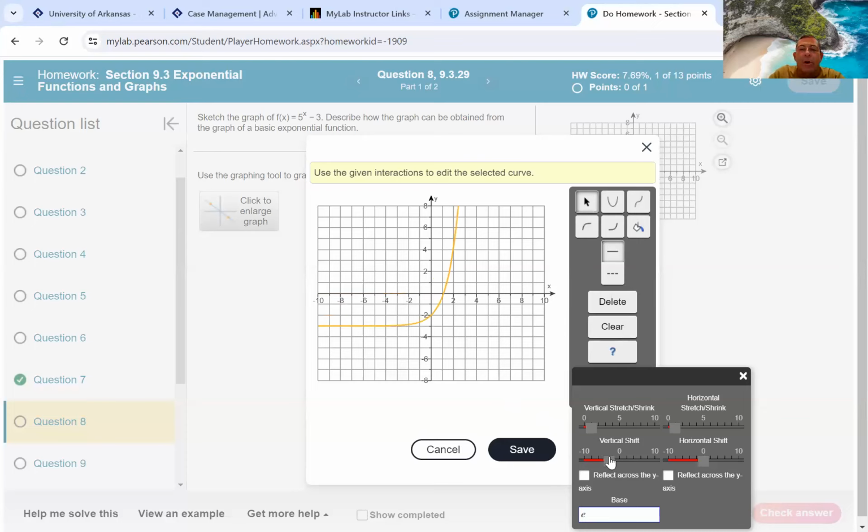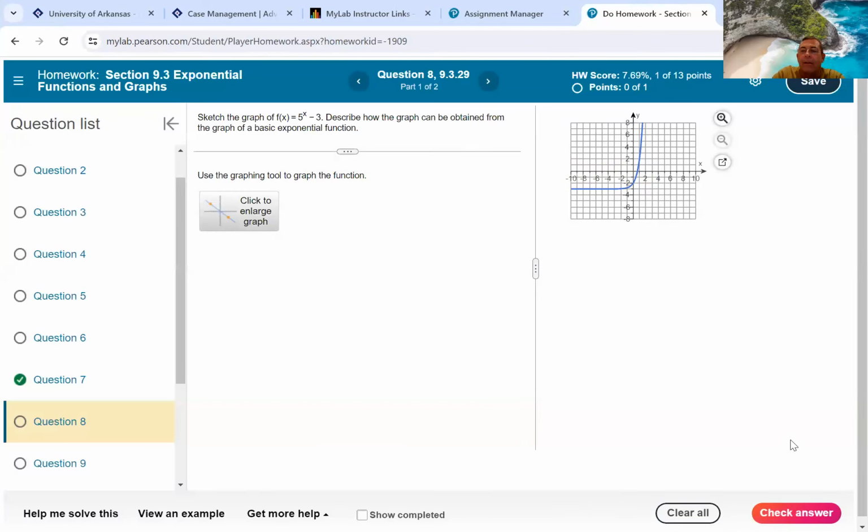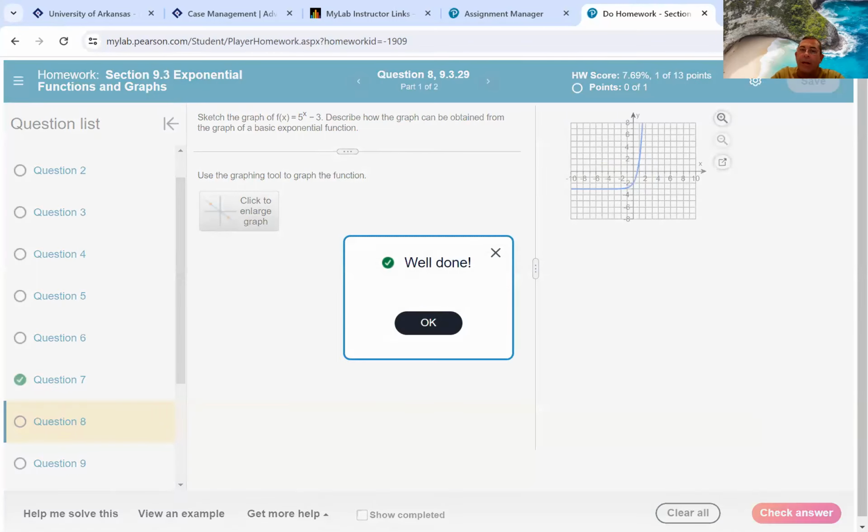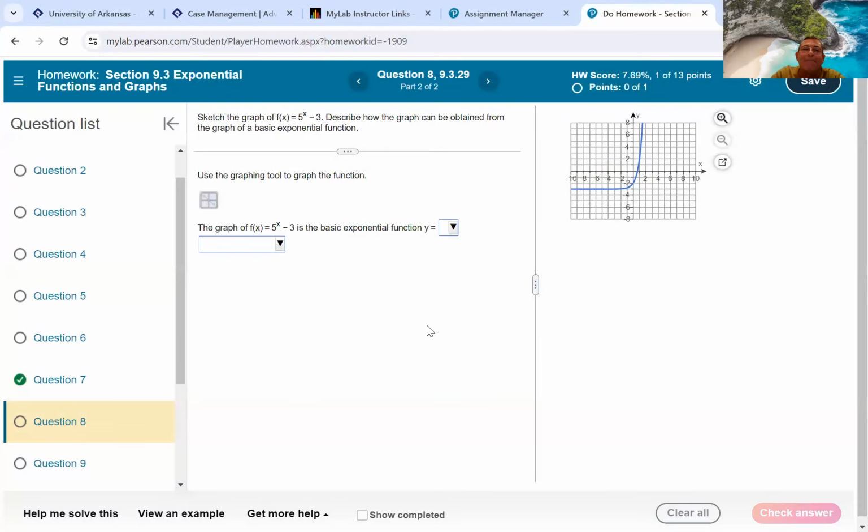And what else we're going to do to this? We're gonna change the base to 5. All right, y'all. So that's the only move we had was that thing going down 3. So we're going to save that, and then check our answer. They're not too bad if you remember that base, okay?